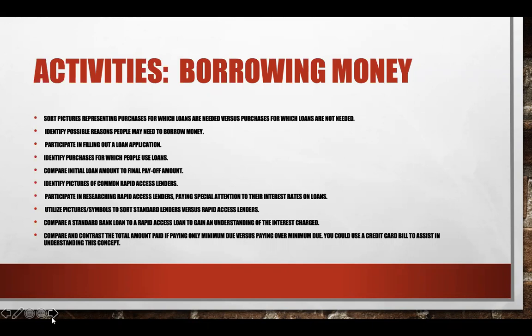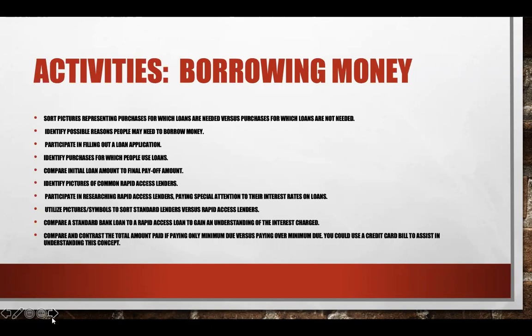Identify pictures of common rapid access lenders. Participate in researching rapid access lenders, paying special attention to their interest rates on loans. So those lenders where you can go in and get a payment real quick have much higher interest rates, and they are actually predatory lending on those that don't have as much money.